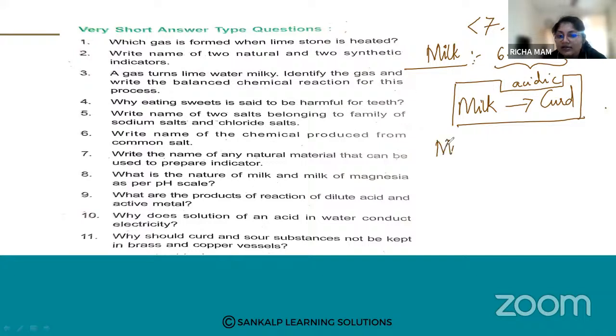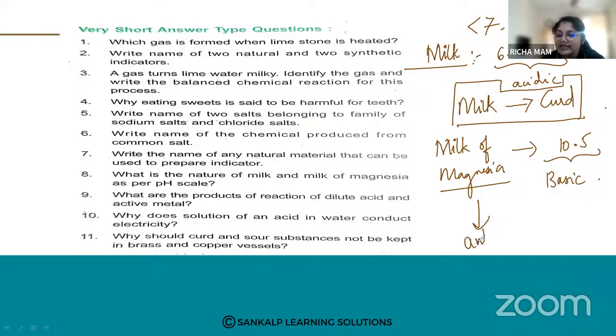Then what is the difference with milk of magnesia? Milk of magnesia has a pH of about 10.5. Above 7, it is basic in nature. Milk of magnesia is a magnesium compound. It is used as an antacid. If there is more acid in your body, you can take this antacid. It is like a tablet to cure your acidity.